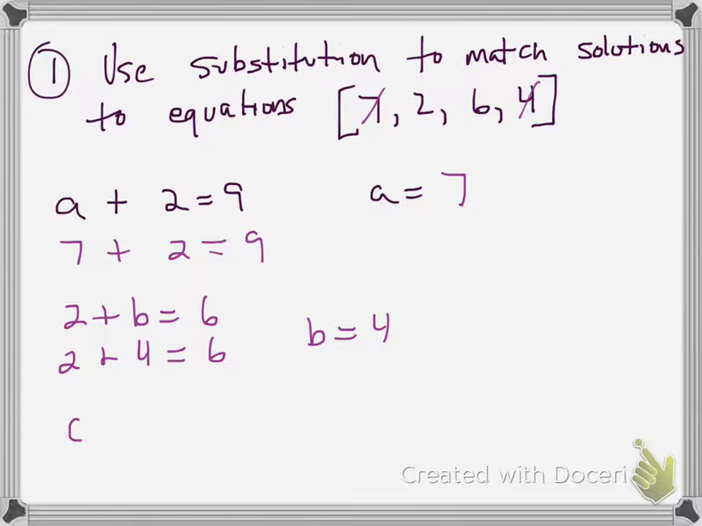The last equation was c plus 1 equals 7. So I'd have c plus 1 more. It's going to give me 7. So I think 6 is going to work for that. Let's try it out. 6 plus 1, does that equal 7? Yes. So c is equal to 6.